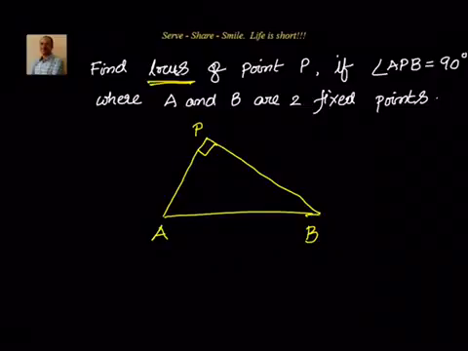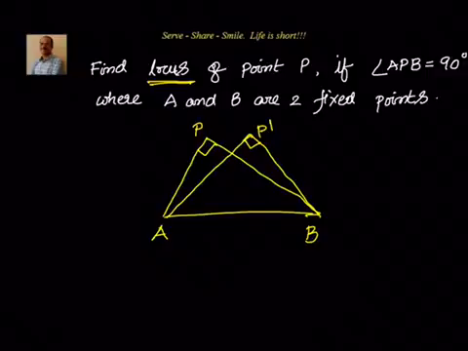So one is point P. Let us say there is another point which satisfies the same condition, angle APB equals 90 degrees. So let us say this is another point which satisfies that condition.